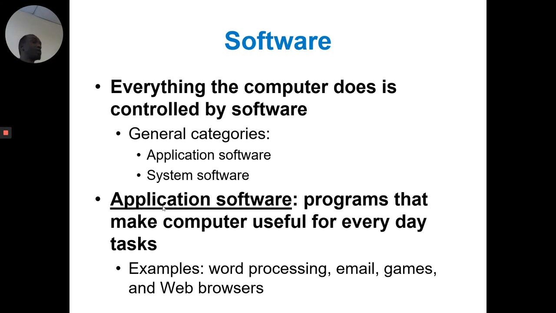Software. What is a software? So everything the computer does is controlled by software. So you have some general categories. You have application software, and you have system software. So application software is programs that make a computer useful for everyday tasks, like word processing, email, games, and web browsers. Are there any other application software that you can think of?